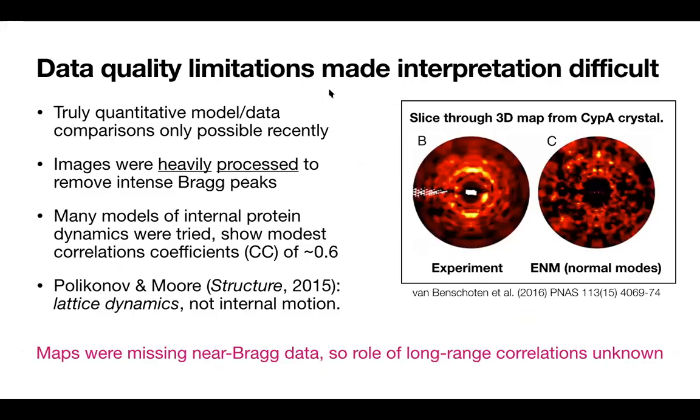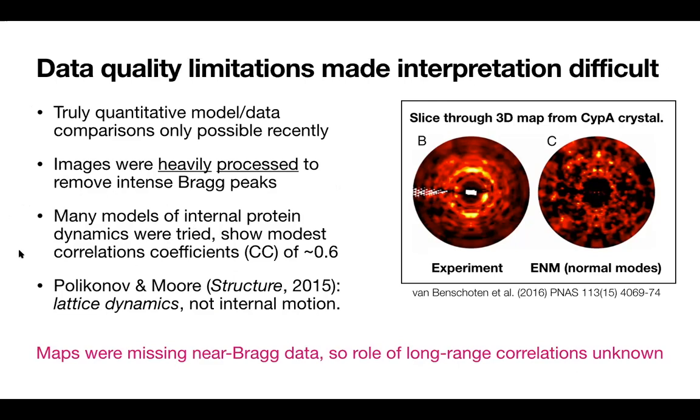Okay, but there's an issue, and that is that data quality has still really made interpretation difficult. Because these detectors are fairly new, we've only had quantitative model data comparisons for a short period of time. And in those cases that we have, the images were processed heavily to remove intense Bragg peaks. As a result, you only have a coarse map of diffuse scattering.